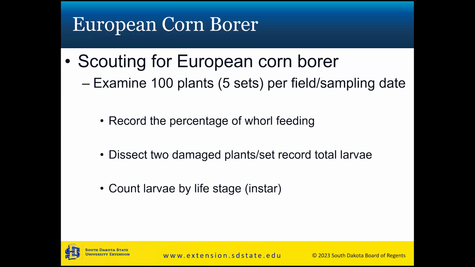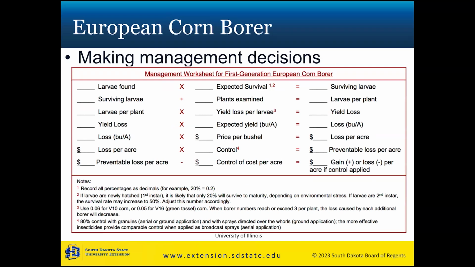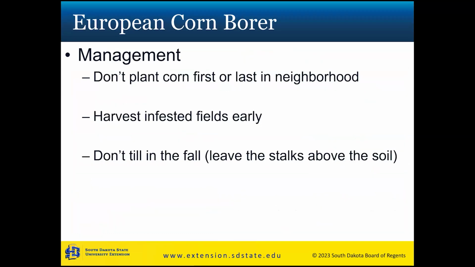If you have plants that have evidence of whorl feeding, then you need to dissect them and record the total larvae present. And then you count the larvae by life stage, see how late they are to see how much damage is going to be occurring. And so again, once they're down in the plant, we can't actually get anything done. But before that, we can have some effect on the little caterpillars.